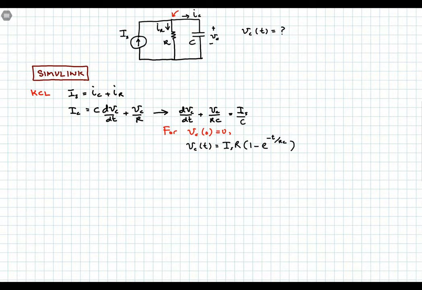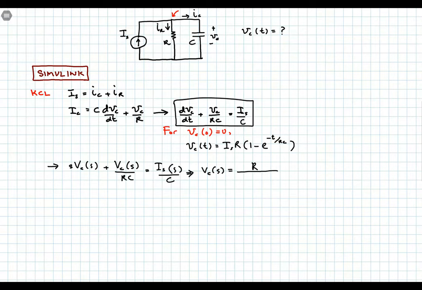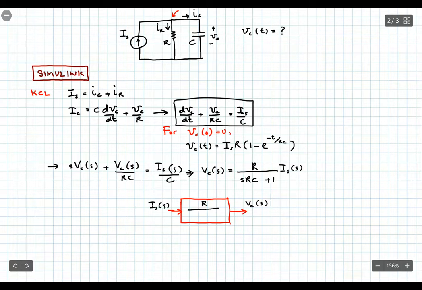We can simulate the circuit either using the time domain equation or using the frequency domain equation. In this example, I'm going to use the frequency domain. Take the Laplace transform of this equation and solve for VC. Finally, we can write down the transfer function equation between VC and IS.